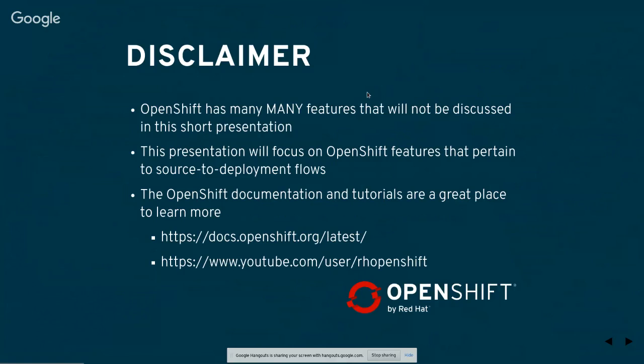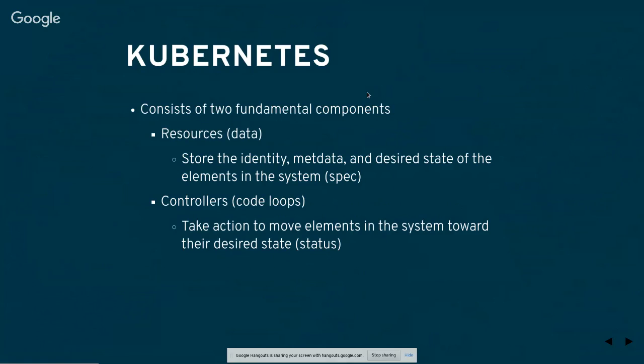Kubernetes essentially consists of two fundamental components. One is resources, which is the data or the spec files, YAML files, that store information about how the cluster should be, the desired state. The other part are the controllers, which read the spec files and try to make the actual cluster realize the desired state. So controllers try to converge the desired state specified in the resources.